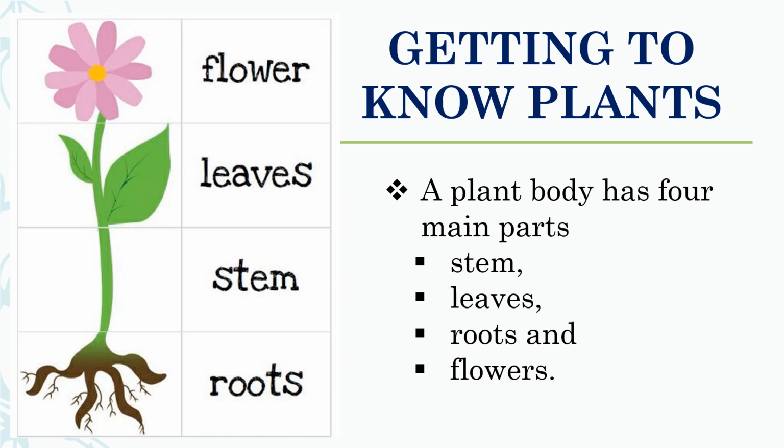So students, we already know that a plant body has four main parts: stem, leaves, roots and flowers. We have already studied stem and leaves in session 2. Now we will study in detail about roots and flowers.